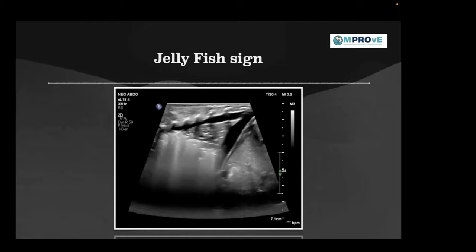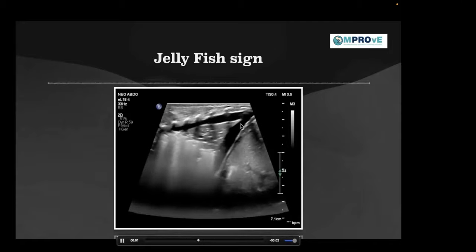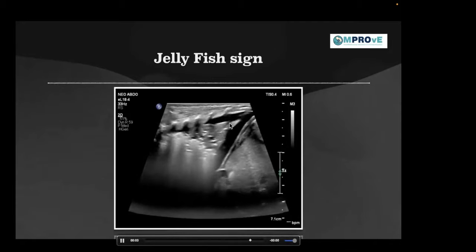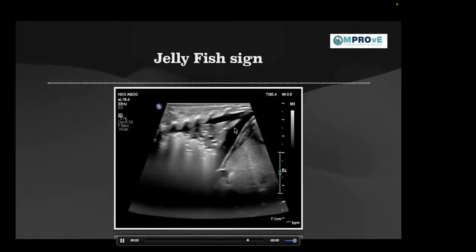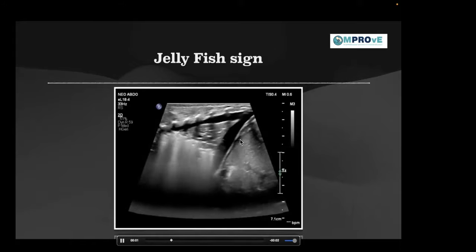Jellyfish sign. Again, don't ask me why only jellyfish, I don't know. But the kind of movement you see here, the flapping of the tip of the lung in the pleural effusion, is a jellyfish sign. You can name any fish, but yeah, it's a jellyfish sign. So it's the movement of the tip of the lung in the pleural effusion.